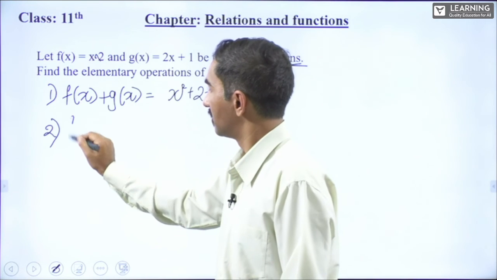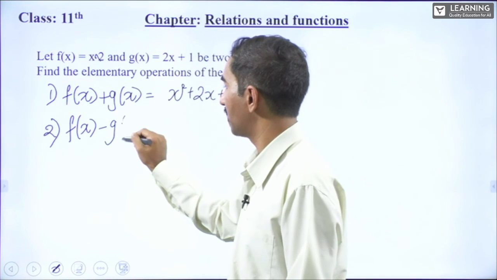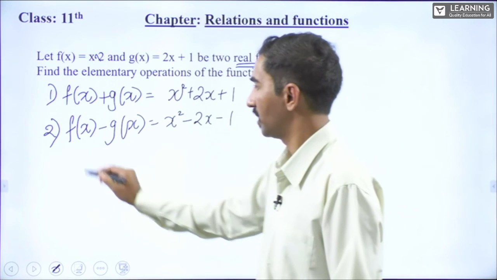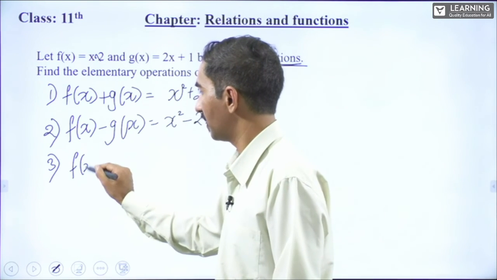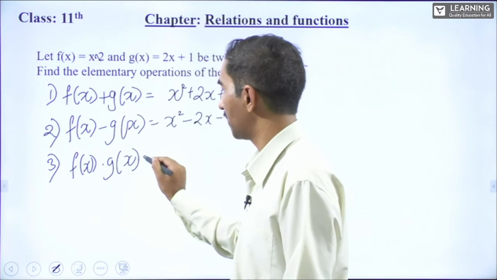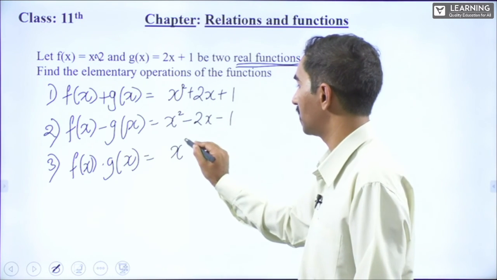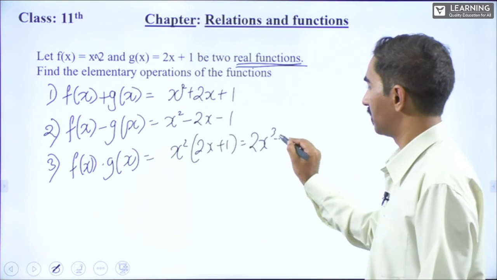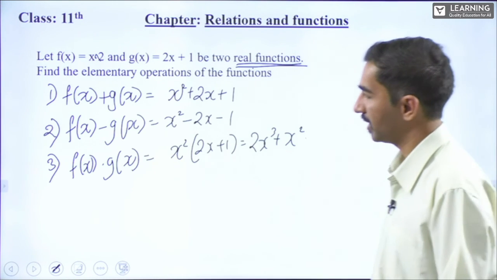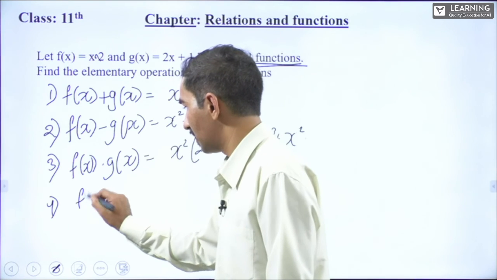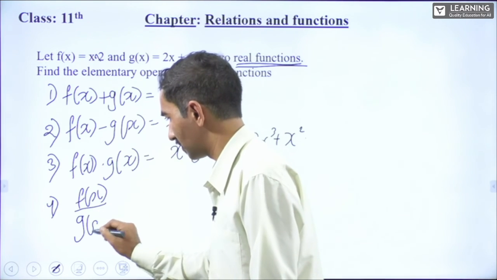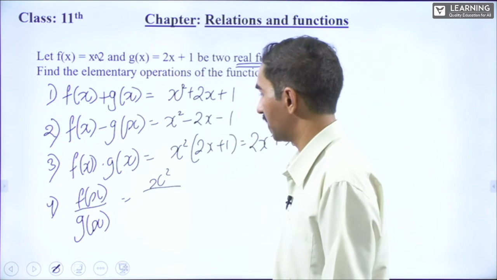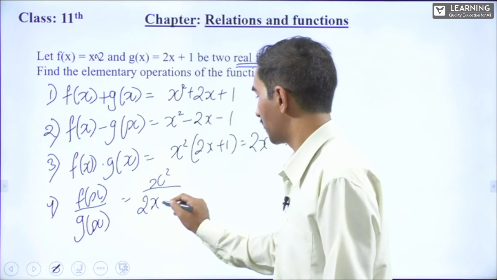Second, next elementary operation, subtraction, f of x minus g of x, is x square minus 2x minus 1. Third elementary operation, multiplication, f of x dot g of x, multiplying two functions. f of x is nothing but x square, times 2x plus 1, which is equal to 2x cube plus x square. The next one, division of functions, f of x by g of x. So this will be equal to what, students? f of x is nothing but x square divided by g of x, which is 2x plus 1.